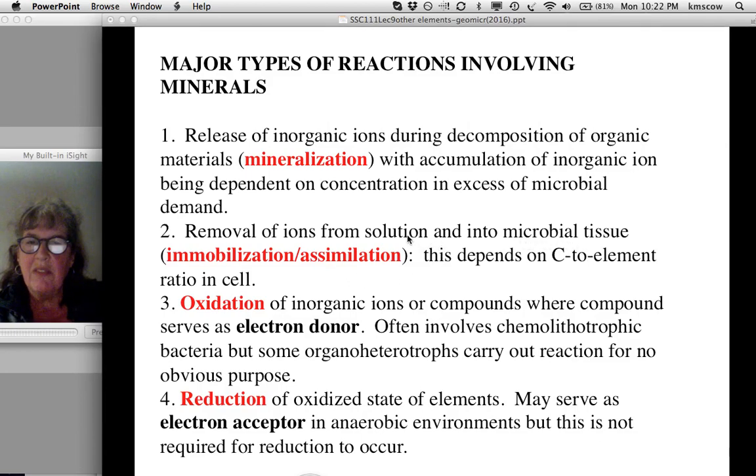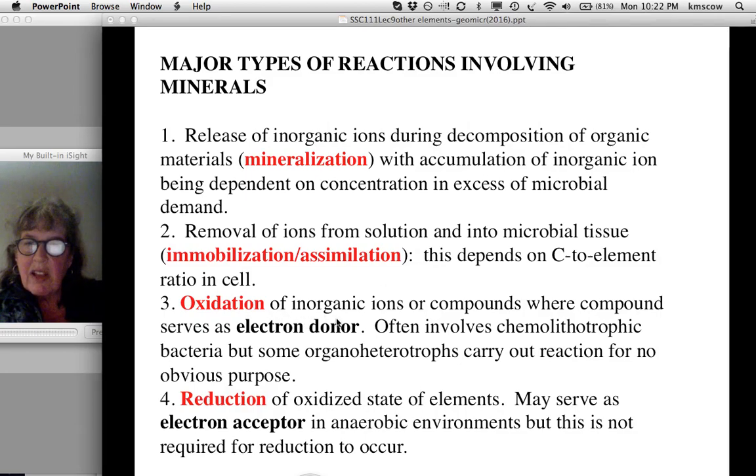But for many of these other ions, there's so small an amount needed in the cell. So those carbon to X ratios are going to be super, super, super high and often not an issue because they are in such low concentrations.